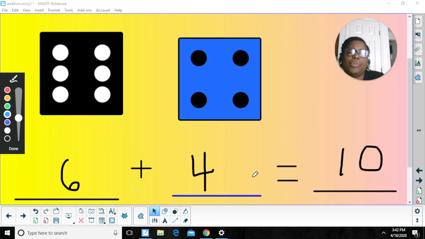All right. Remember, one of those keywords was all together. Whenever you see all together in a word problem, it means you're going to do what? Did you say add? Yes, correct. It means you're going to add.